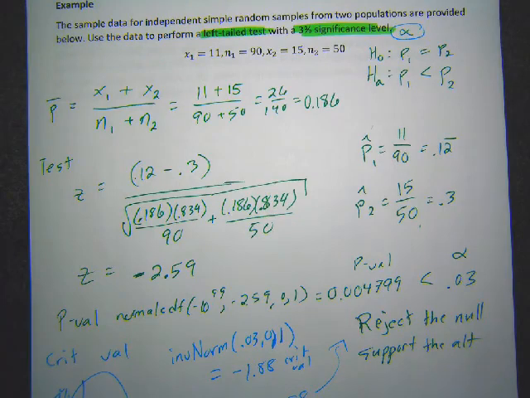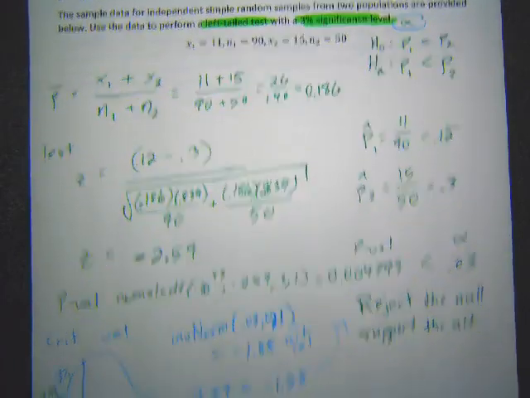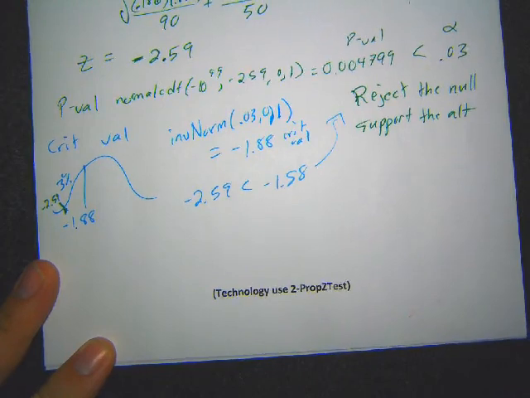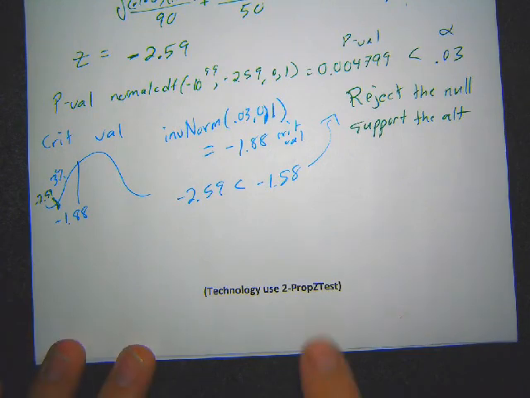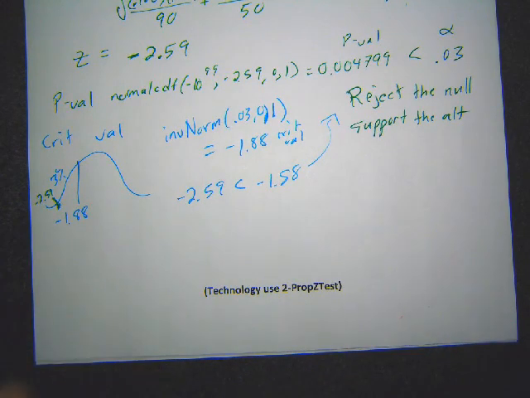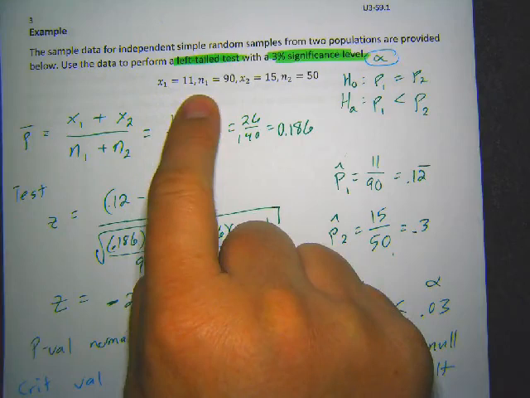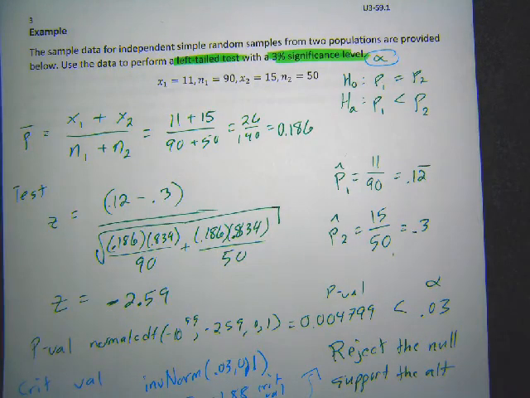If you want to do this with technology, what you're going to use is the 2-prop z-test. Now, you're using 2 because we have 2 populations. That's your big hint. You use 2 when you have 2 populations. And we're doing prop because we're doing proportions. Whenever you have x's and n's like this, you're doing proportions because you're looking at a percentage of the population. We're not looking at means and standard deviations. We're looking at x's and n's, number of successes out of the sample size.